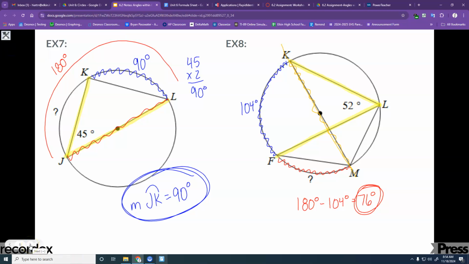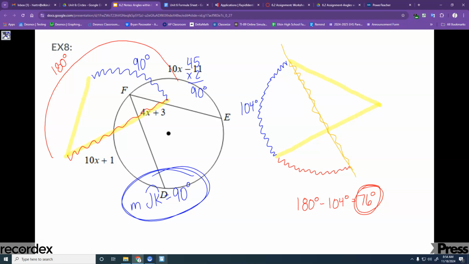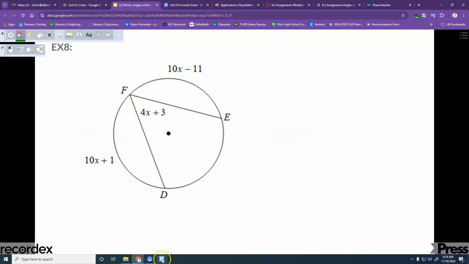All right, we okay here? All right, let's go to example 8. This one is by far the toughest one we're going to see on these.